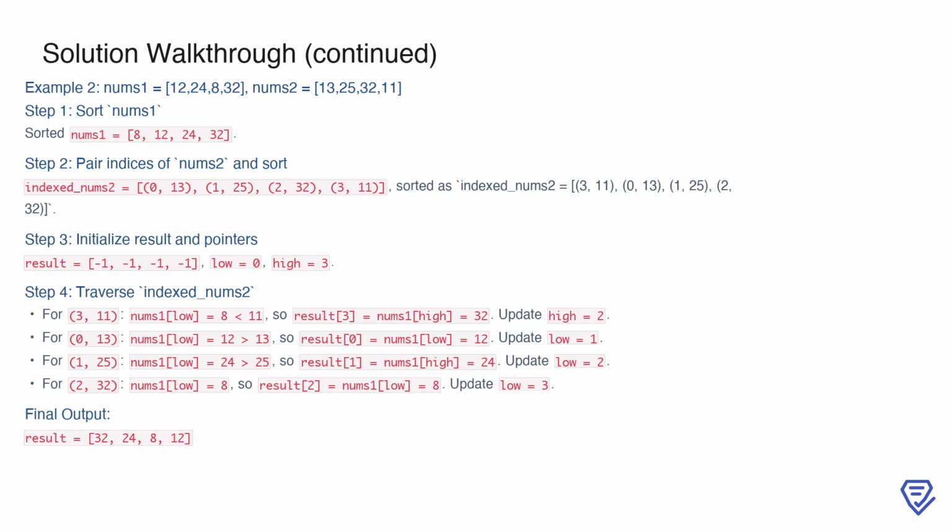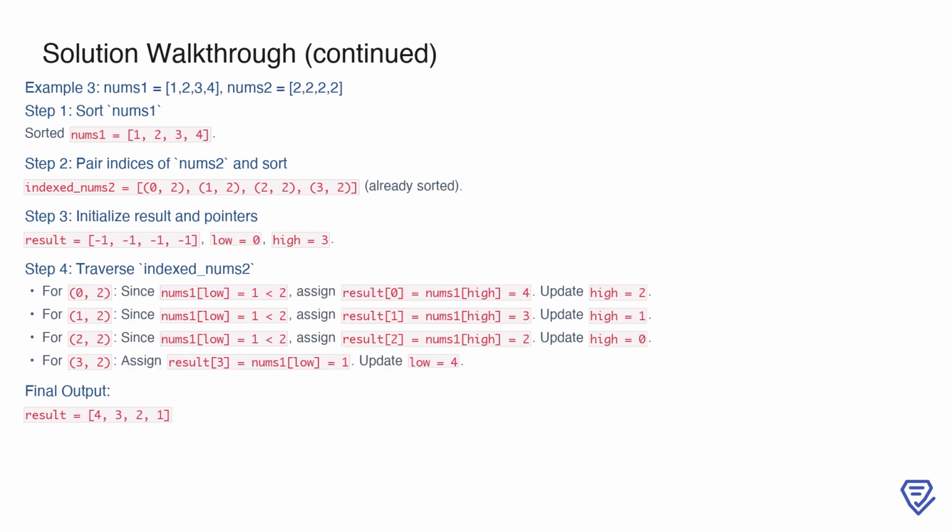Finally, for (2, 32), nums1[low] is 8, so we assign result[2] equals nums1[low], which is 8, and increment low to 3. The final output becomes [32, 24, 8, 12]. In the third example, nums1 is [1, 2, 3, 4] and nums2 is [2, 2, 2, 2]. First, we sort nums1 to get [1, 2, 3, 4].